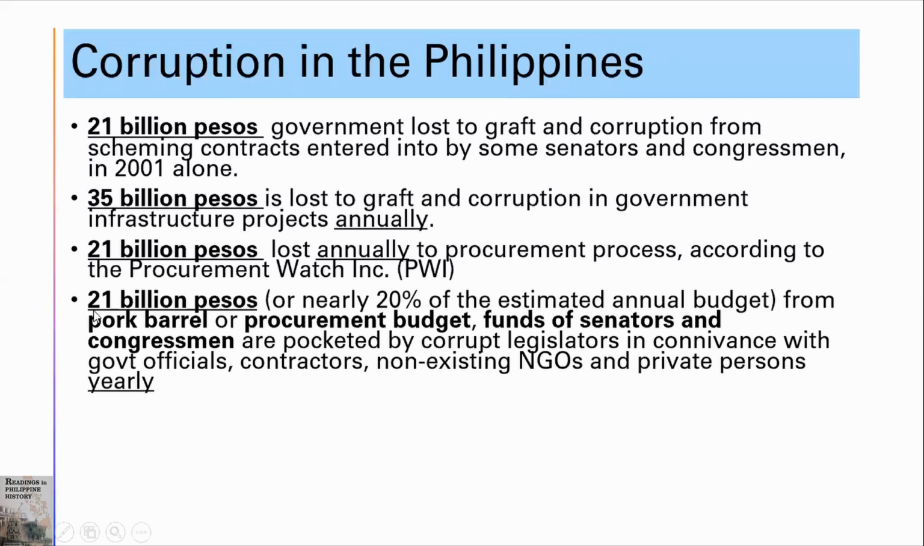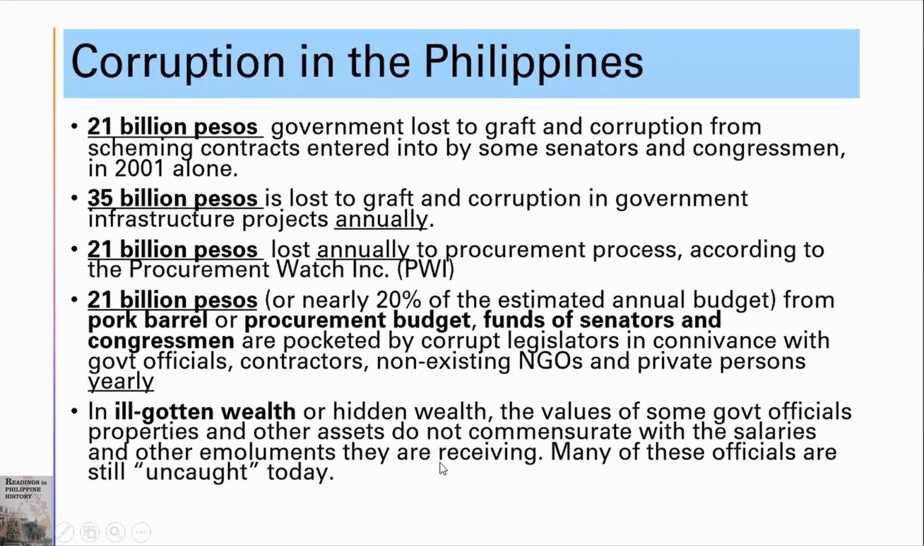If there's no corruption, we will not be a poor country. Just look at the numbers. In ill-gotten or hidden wealth, the values of some government officials' properties and other assets do not commensurate with the salaries and other emoluments they are receiving. Many of these officials are still uncaught today.